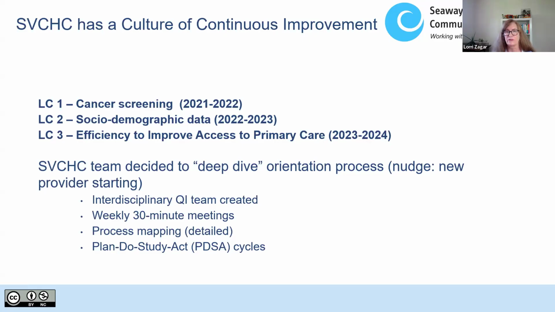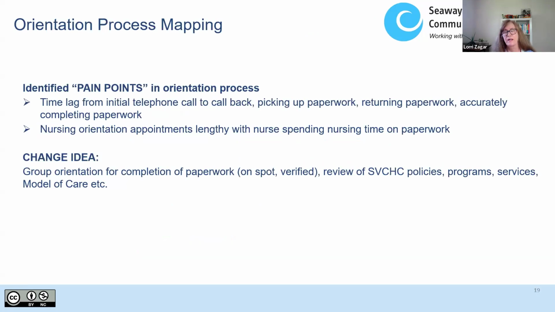They followed good QI principles, did lots of PDSA testing, met frequently, had a great team, and did process mapping. Next slide, please. From their process mapping, they learned 2 things. One, that there was a lot of churn happening around paperwork at the beginning of their orientation process. People were going back and forth and chasing people for information. It was taking an awful lot of time. The second thing they learned was that they were spending nursing time in their nursing orientation appointments on chasing that paperwork and not actually doing nursing work.